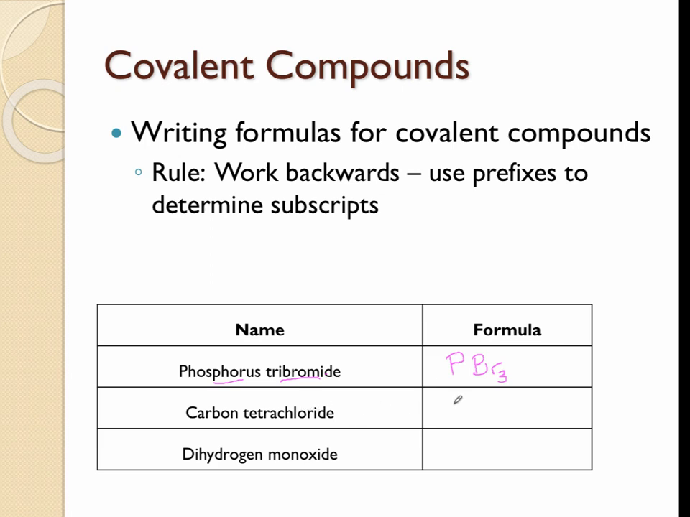Carbon tetrachloride. Carbon, no prefix, so there's only one. Chloride is Cl. Tetra is 4. Dihydrogen monoxide. Hydrogen, there's 2 of them. Oxide, only 1. Ooh, that's just water. People really don't call it dihydrogen monoxide. They just call it water. We got this right. Thus ends that screencast.